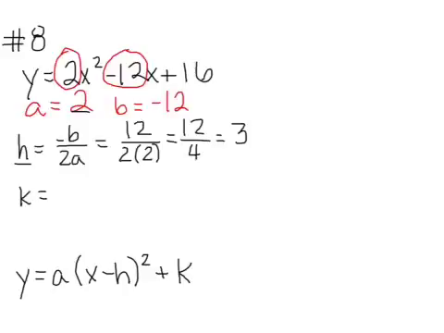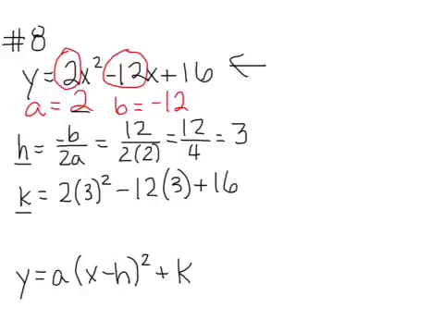How do we find k? Well, in this case, we're just going to plug it right back into the original formula. And we're going to write this word for word, but where we see an x, we're going to put a 3 in parentheses. So that would be 2, parentheses, 3, close parentheses, squared, minus 12, there's an x, so we're going to put in 3 inside parentheses, plus 16. Now I'm going to plug that into my calculator, and it's going to give me negative 2.